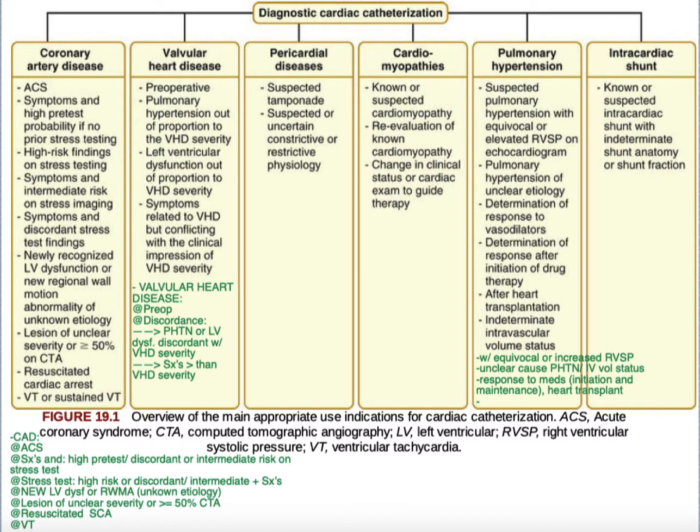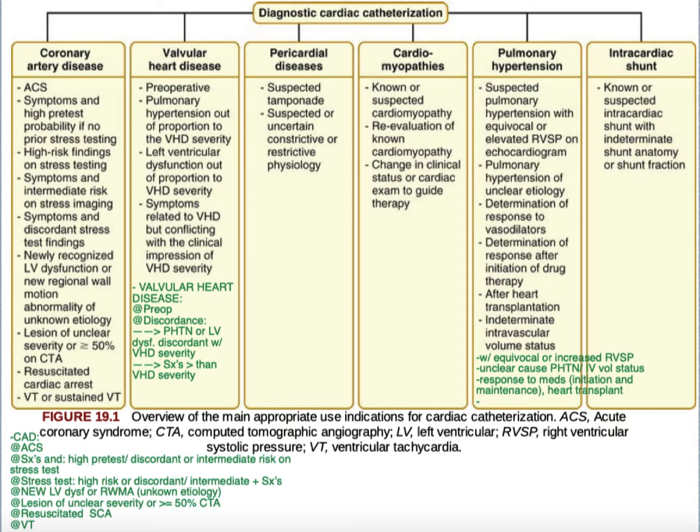And here are indications for diagnostic cardiac catheterization. Main indication, coronary artery disease, acute coronary syndrome, of course. Another one is when you have a symptomatic patient plus high pretest probability, or a symptomatic patient with discordant or intermediate risk on a stress test. Okay, what about the stress test? Yeah, high risk or discordant or intermediate risk plus symptoms.